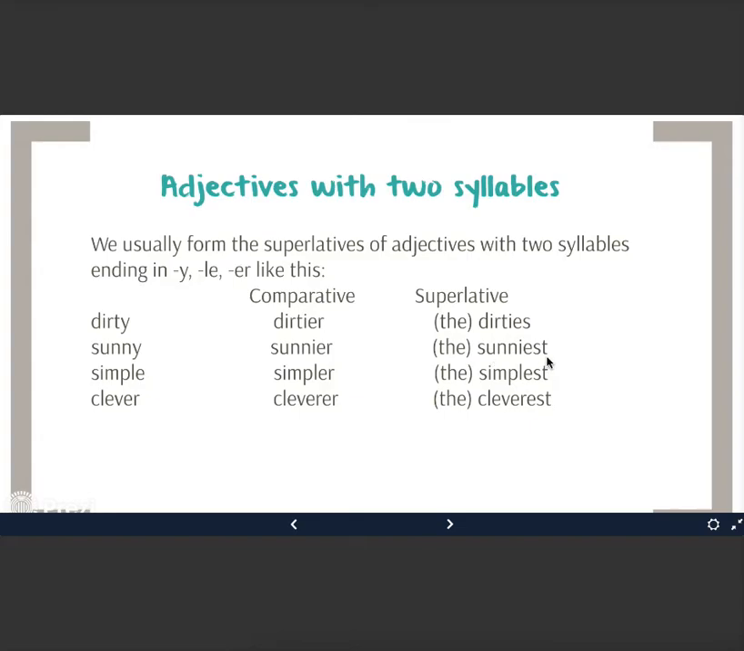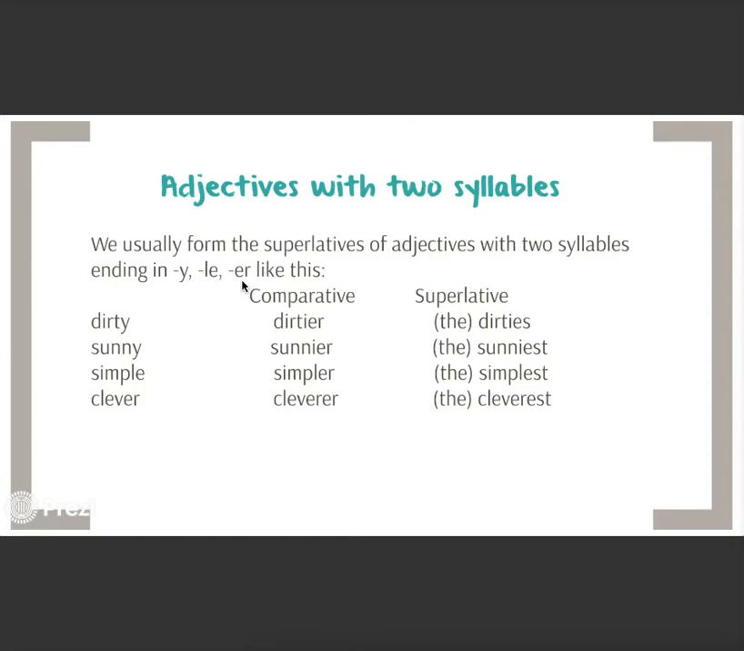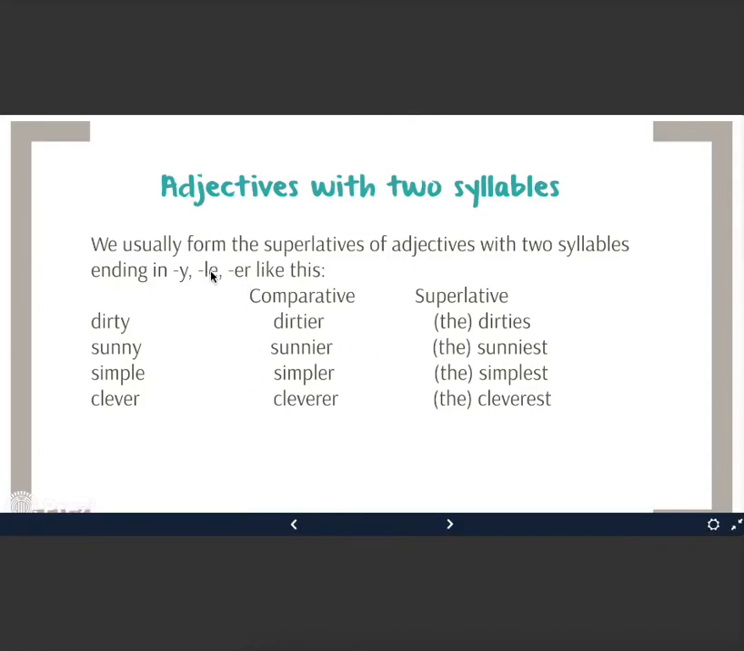Can you see? But what happened? Here we have some other rules like LE and ER. LE like simple. Can you see? Esta regla del LE y el ER funciona para ambos, amores. Si termina en LE o en ER, igual, así sea de dos sílabas, no va a ser como more simple, most simple, no. Va a ser con las terminaciones. Copien estos finales. LE, ER. So simple, simpler, the simplest. Or clever, cleverer, the cleverest. Can you see? So it doesn't matter that you have two syllables. Eso solo con los de dos sílabas, no con otra cosa, ¿no? Two syllables. You have to end with ER or EST.